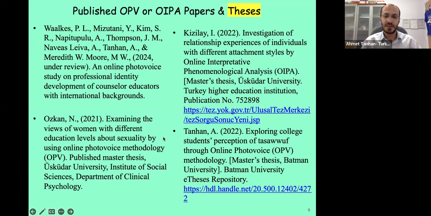You can see the first thesis came from clinical psychology, and it is examining the views of women with different education levels about sexuality by using online Photovoice methodology. And the second thesis came from, again, the clinical psychology department. The focus was investigation of relationship experiences of individuals with different attachment styles by online interpretative phenomenological analysis. So she used OIPA and the first person used OPV. And the third thesis is exploring college students' perception of tasawwuf through online Photovoice methodology.